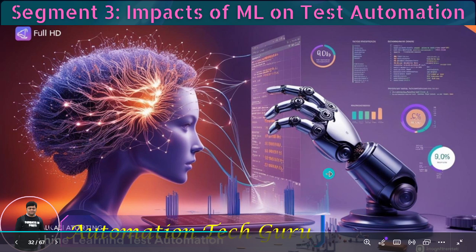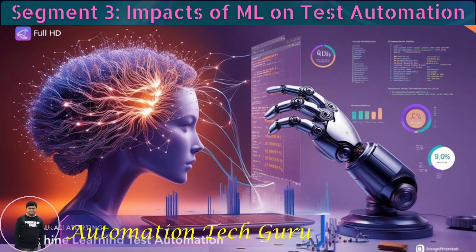Next segment is impacts of ML on test automation. So basically, the impacts of machine learning on test automation. In segment 2, we covered how AI is transforming test automation. Now let's explore the specific role of machine learning and how it enhances testing by learning from the patterns, making predictions, and optimizing test execution.